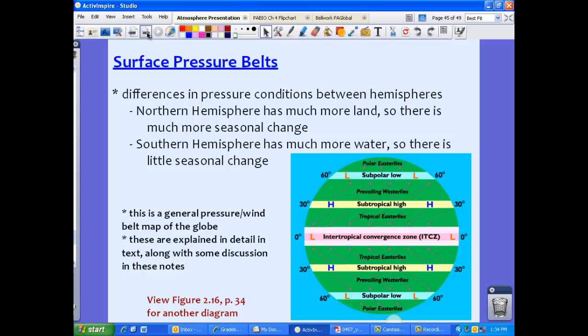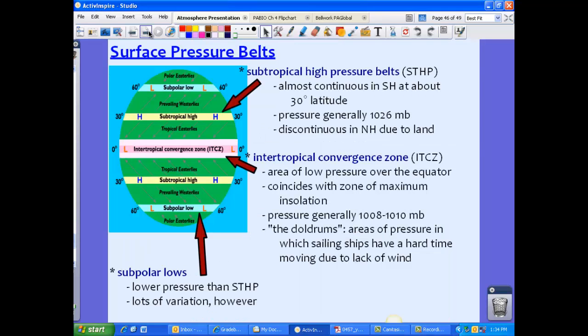Now this picture is just a general pressure wind belt map of the globe. And as we go through in detail through the text and the discussion in the notes, we're going to get into more detail. If you view figure 2.16 in your textbooks, page 34, there's another diagram that I really like. I was just not able to put it into the presentation.